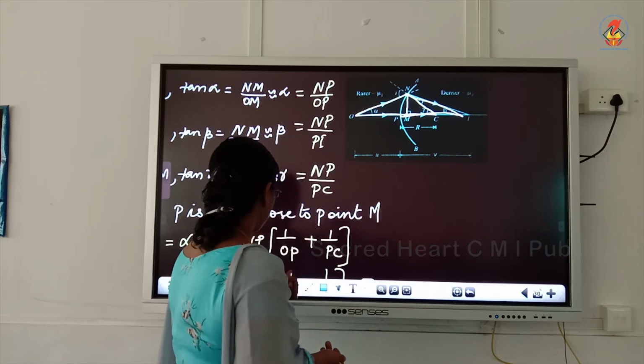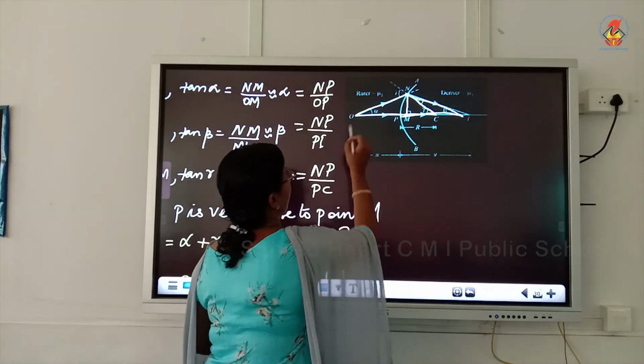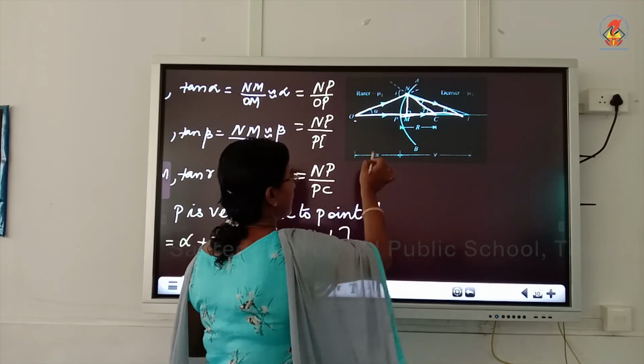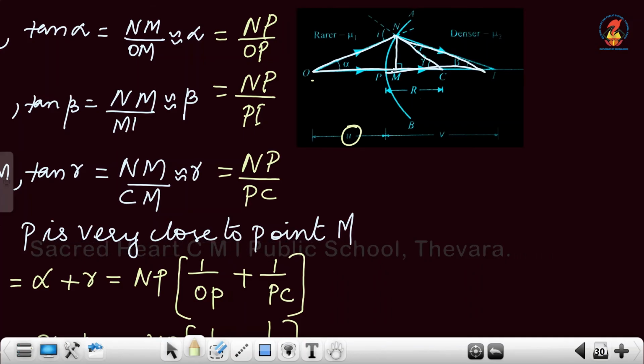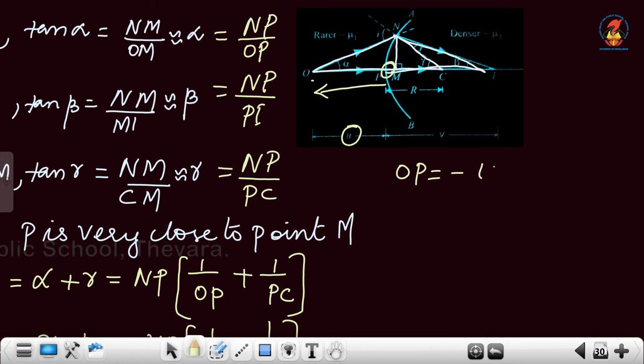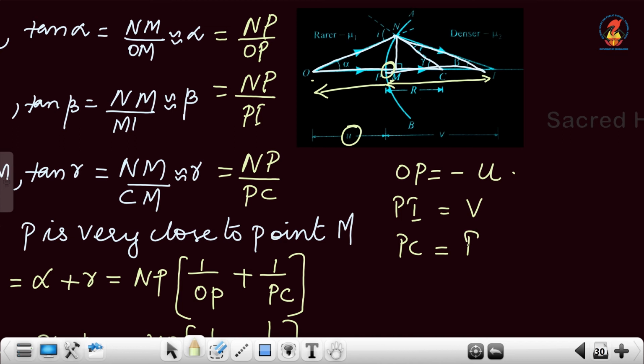Now if we look into this diagram, we can see OP is U, but according to the sign convention we are measuring from P. I told all the measurements are taken from P, so we will be measuring in the direction opposite to the ray of light. So OP is equal to minus U. Similarly, PI is the image distance. So PI is equal to V, and PC is the radius of curvature. So PC can be written as R.